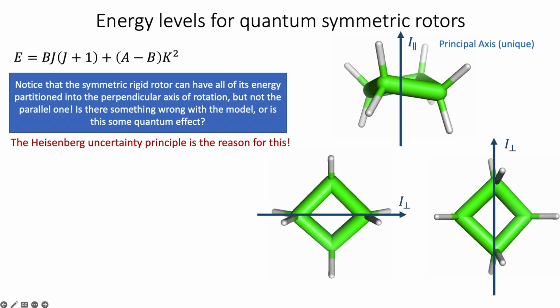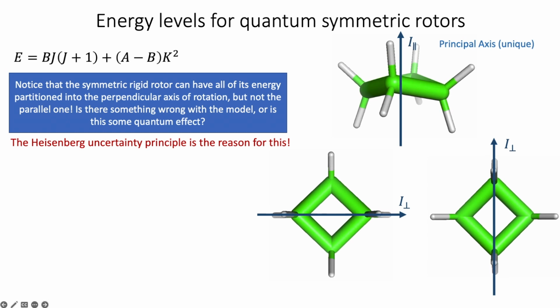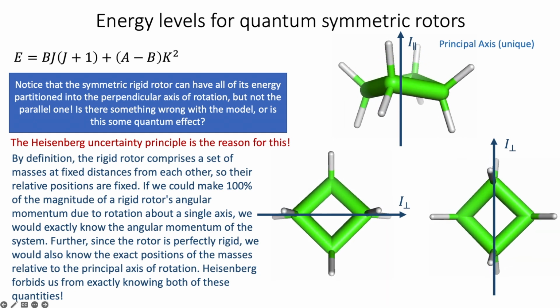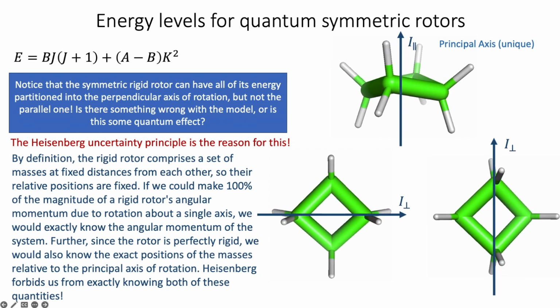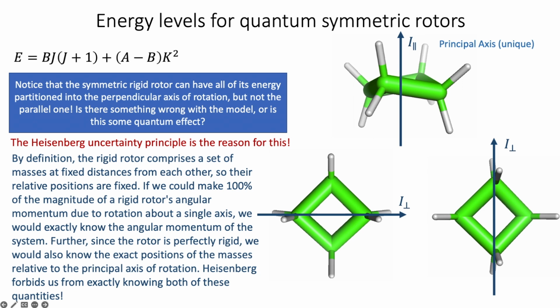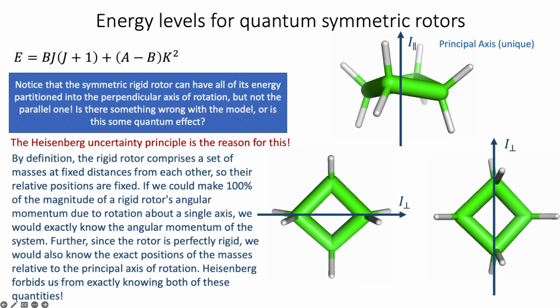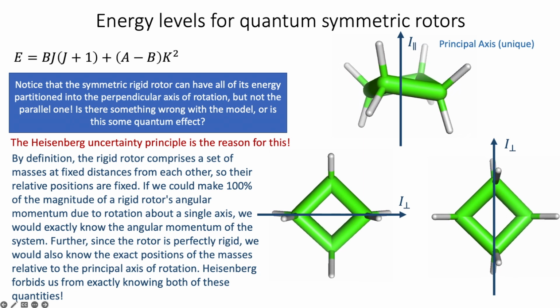So how is the Heisenberg uncertainty principle not allowing us to have the molecule only rotating in the principal axis? Well, okay, I'm just going to read this exactly because I worded this very carefully. By definition, the rigid rotor comprises a set of masses at fixed distances from each other, right? We defined that from the beginning. We said this is a rigid rotor. Nothing's vibrating. They are locked in place. So their relative positions are not moving.